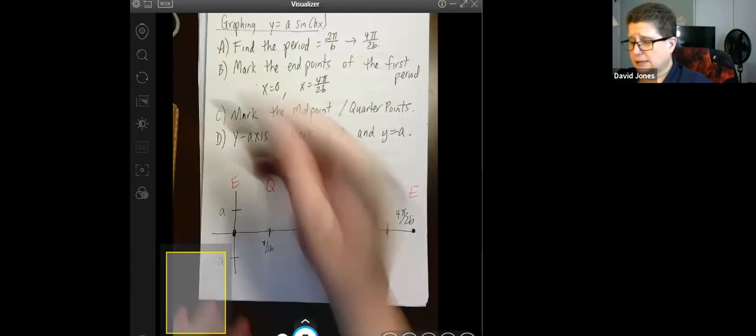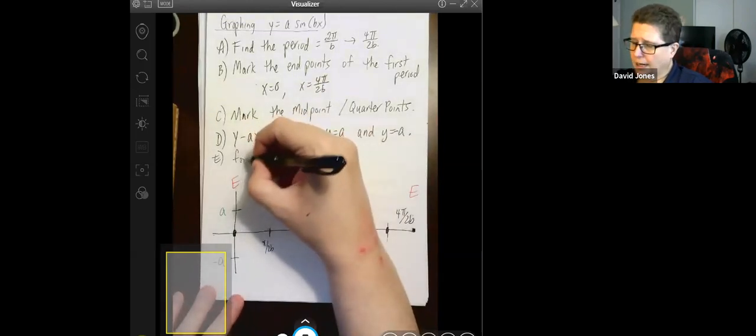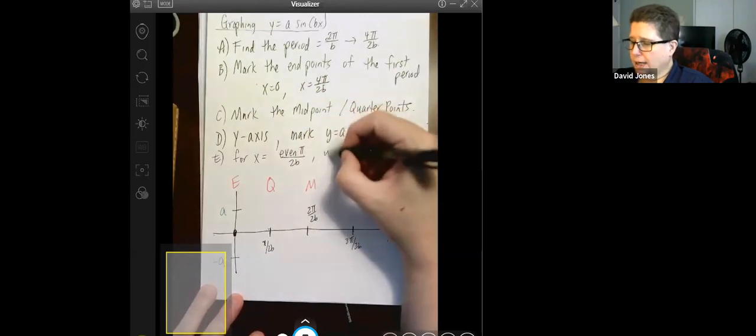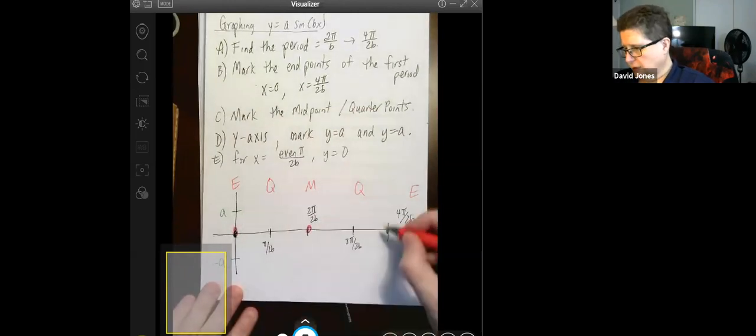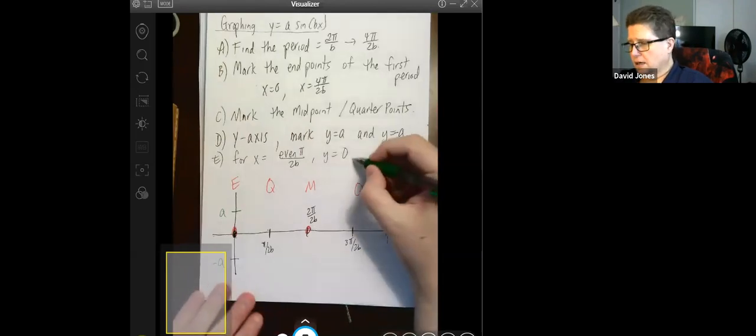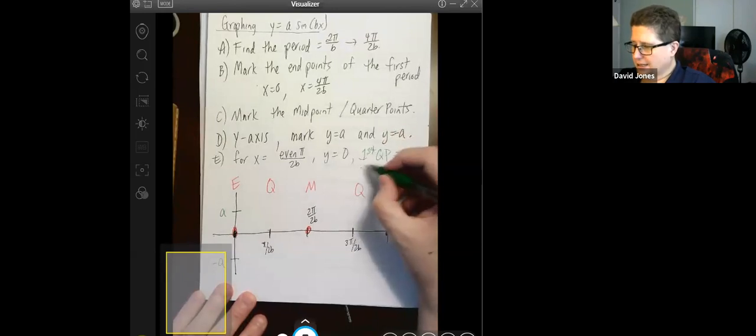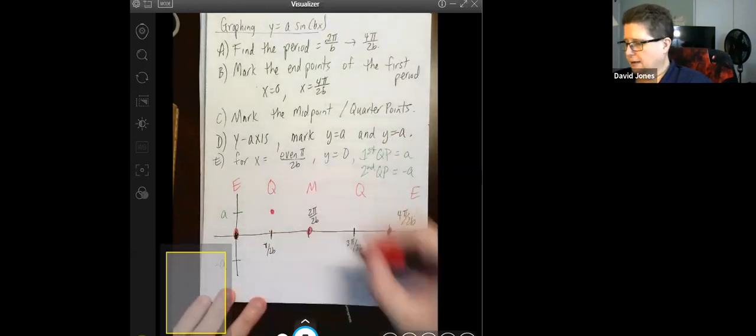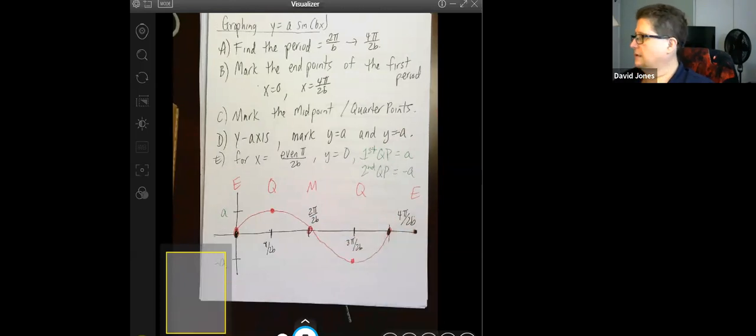I'll put down a and I'll put down negative a. And finally, for x equals the even multiples of pi over 2b, y equals 0. Then the first quarter point is a, the second quarter point is negative a. Connect the dots. Okay.